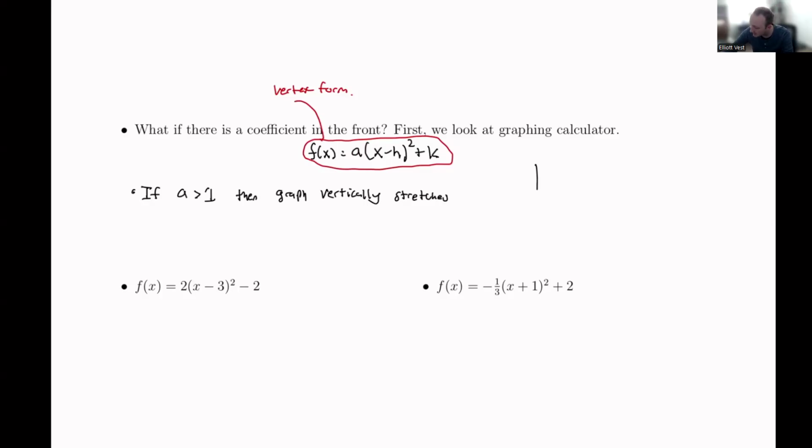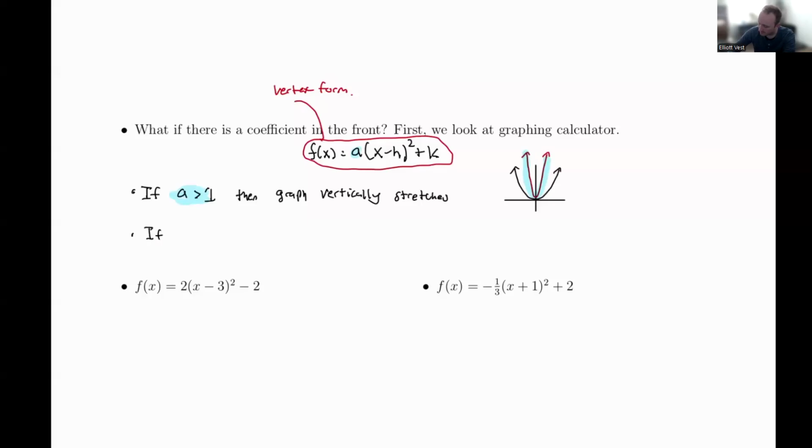So let's look at an example here. Let's say I have my parent graph like this. A vertically stretched graph with a coefficient bigger than 1 is going to look maybe something like this. When a is bigger than 1, I have a graph that has a skinnier look to it.